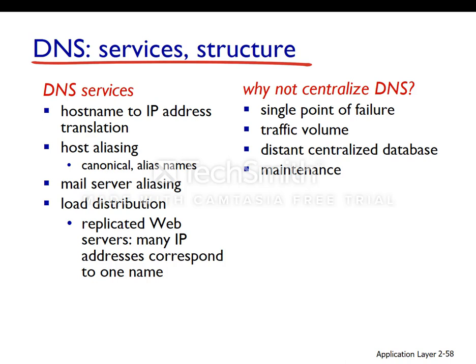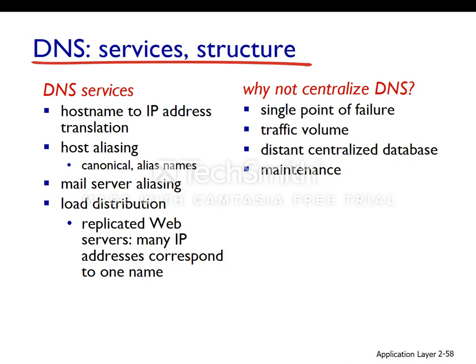Now, what kinds of services can DNS provide? Well, DNS can provide host name to IP address translation, or it can do host aliasing. So host aliasing is where you have a canonical name, an authoritative name, and alias names. So an example may be cavehill.ue.edu is really a machine at Google, for example.